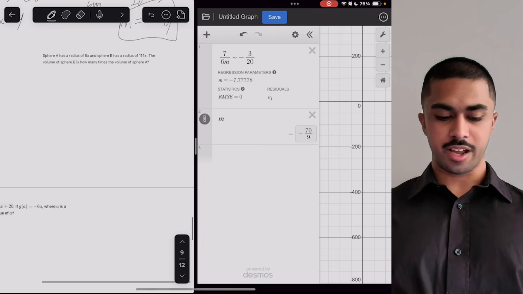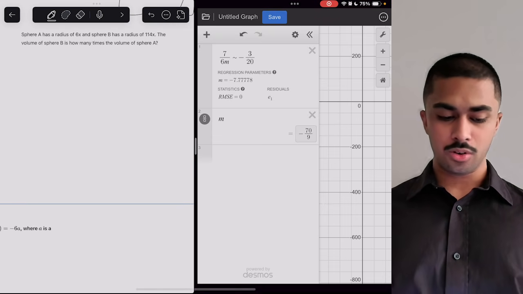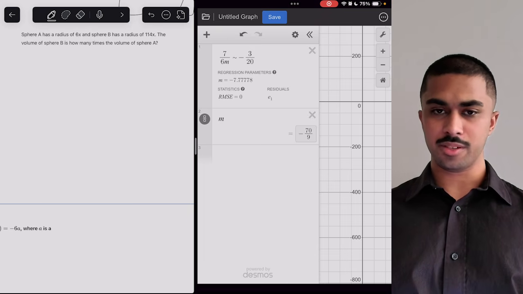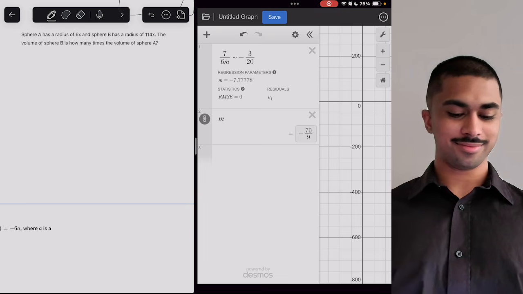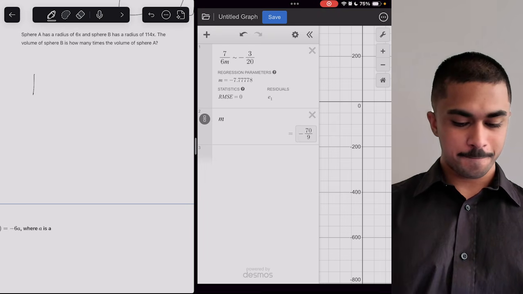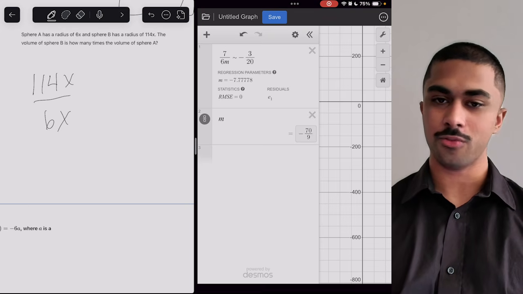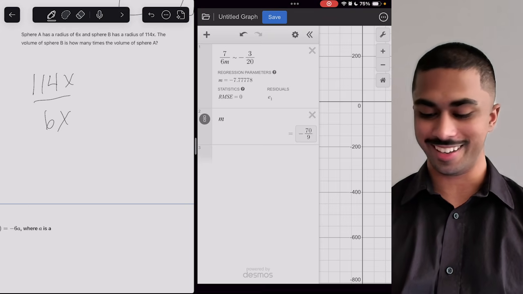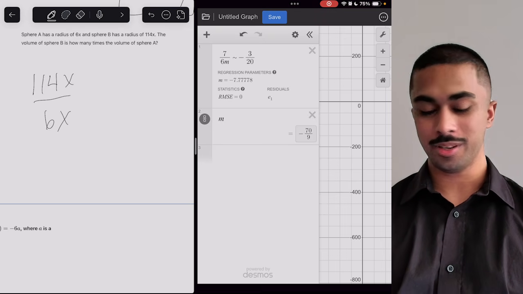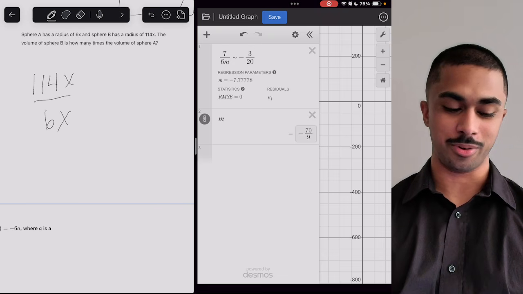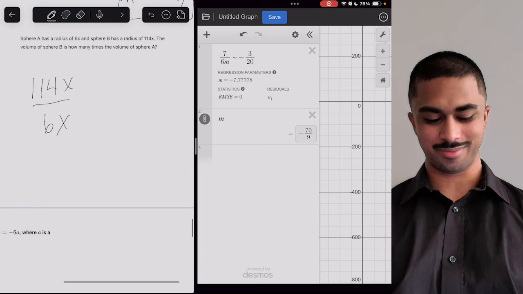Sphere A has a radius of 6x, and sphere B has a radius of 114x. The volume of sphere B is how many times the volume of sphere A? How many times? This is a scale factor question. We've done two of these today. I made the mistake of putting the easiest one last. I should have probably put the easiest one first. And I put the hardest one first, actually. So I don't know what I was thinking.